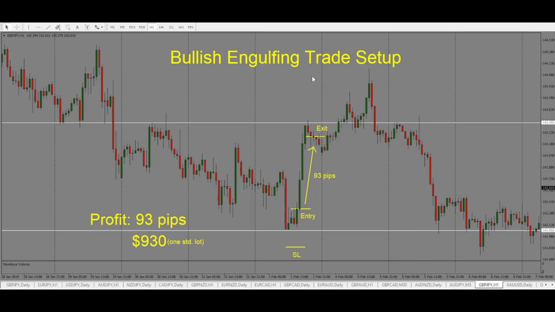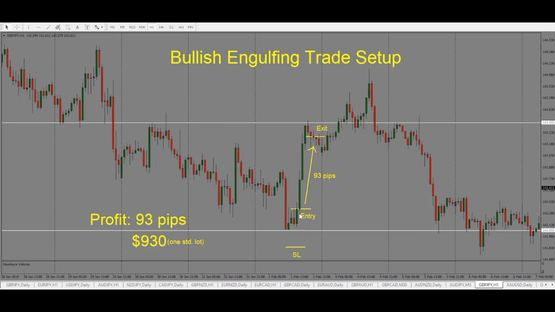Here we are looking at a bullish engulfing trade setup. This is pound yen 1 hour chart. A bullish engulfing trade setup is this nice big bullish candle, and we are looking for this at an important support and resistance level. So in this case, we see that price has come down, it comes into our support level here, and then it's not able to break lower. Instead, we get this bullish engulfing candle.